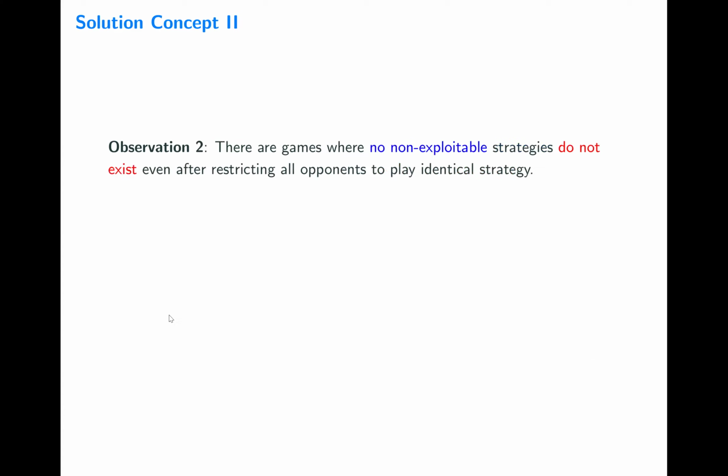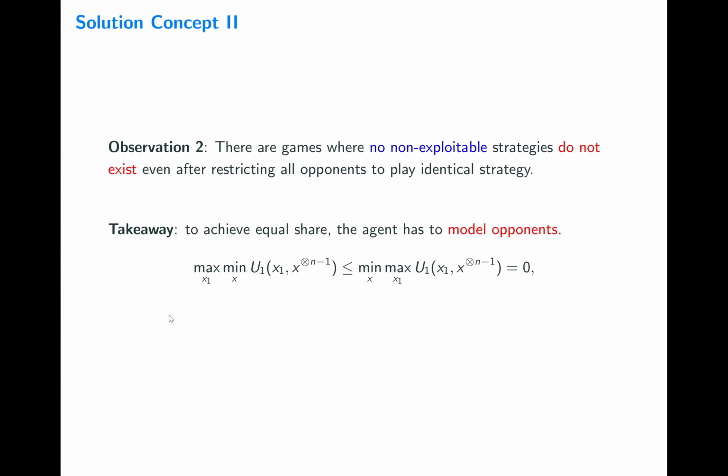So the second observation is there are games where no non-exploitable strategy exists. Sorry about this slide. Essentially, this is saying you cannot imagine something similar to zero-sum games where you have a fixed non-exploitable strategy. In this case, you need to choose an x1, a fixed strategy, first. Then no matter what your opponent is playing, this would be a non-exploitable fixed strategy. But we can say this is strictly less than 0.